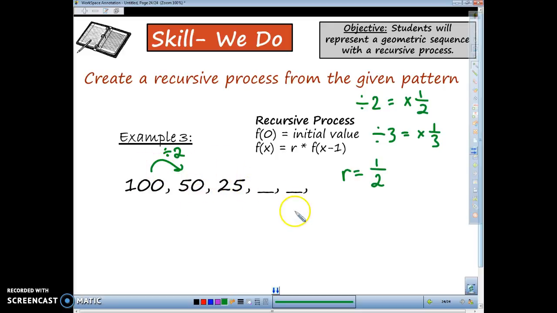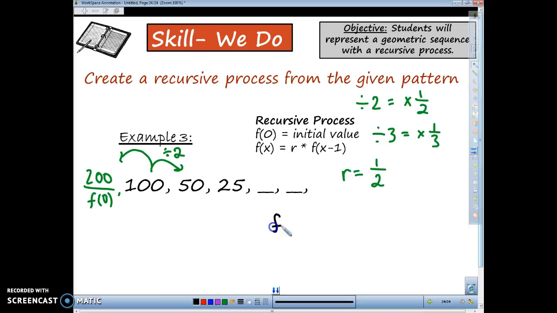Okay? So I have my r value, and now I need to go ahead and find my f of 0 value. So when I do this, the opposite of division is multiplication. So 100 times 2 would be 200. That is my f of 0.